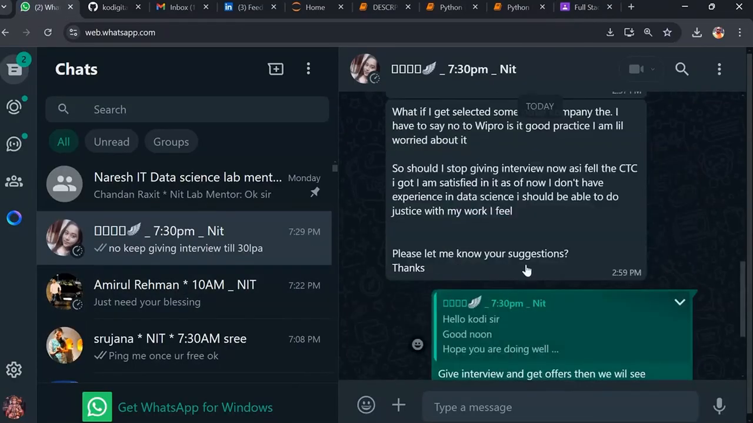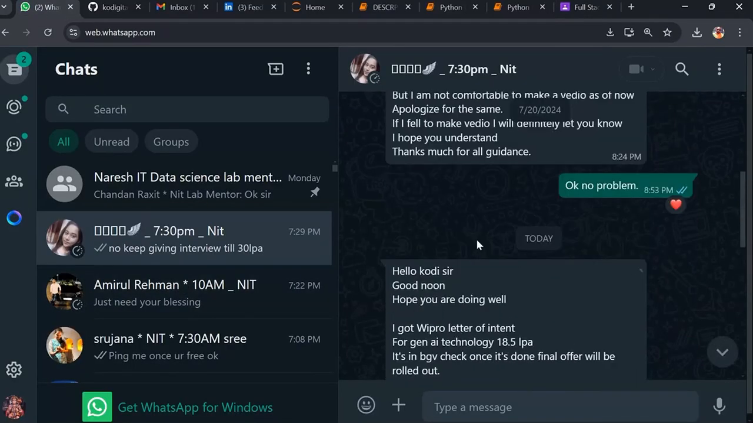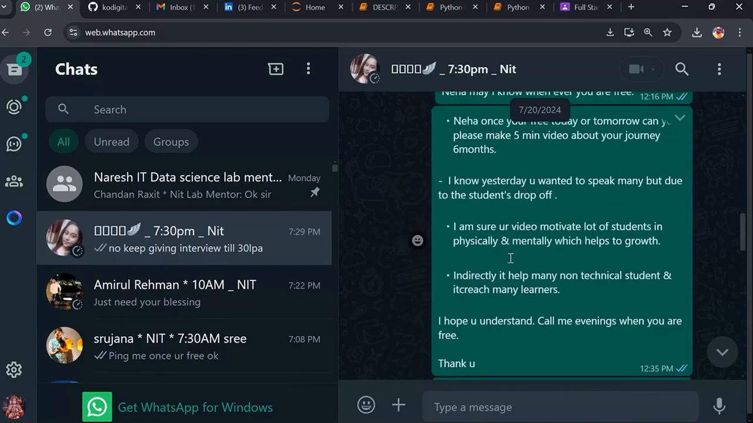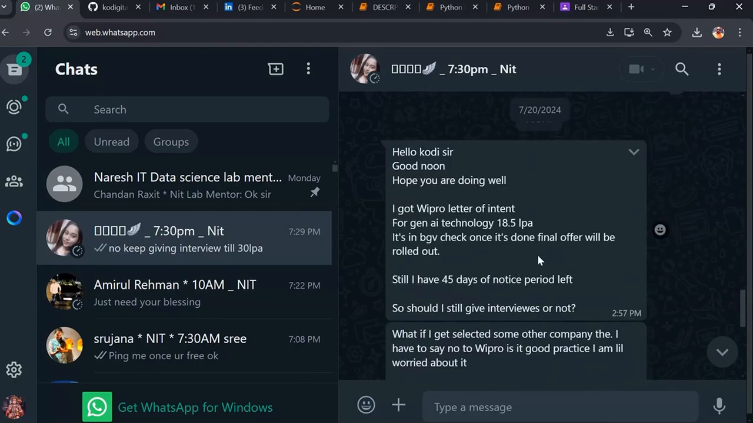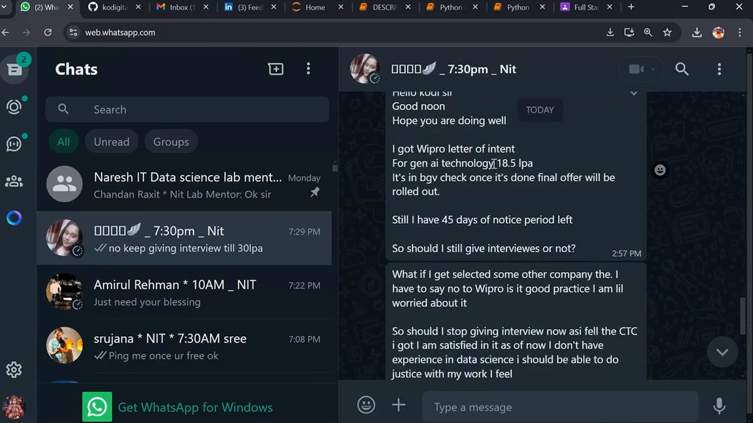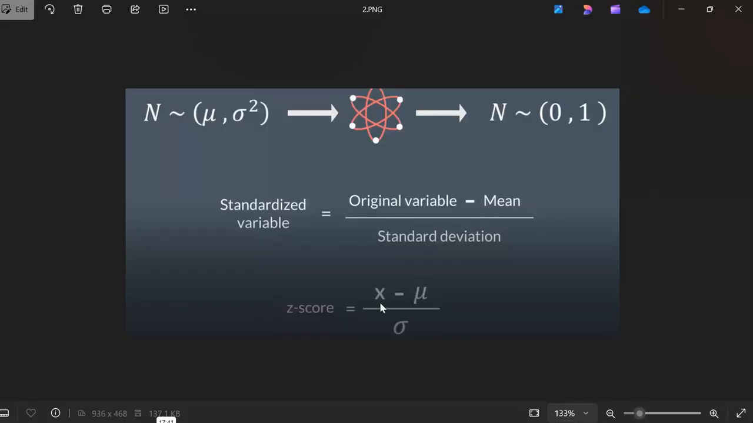So why do we need to learn this equation and why do we need to study for a lifetime? Because check, one of my students, her package was just 7 LPA 6 months back. See guys, don't laugh. Look at this: Hello sir, good noon, hope you're doing well. I got a Wipro letter of intent for Gen AI, 18.5 LPA. This girl from UP has only 3 years of experience.